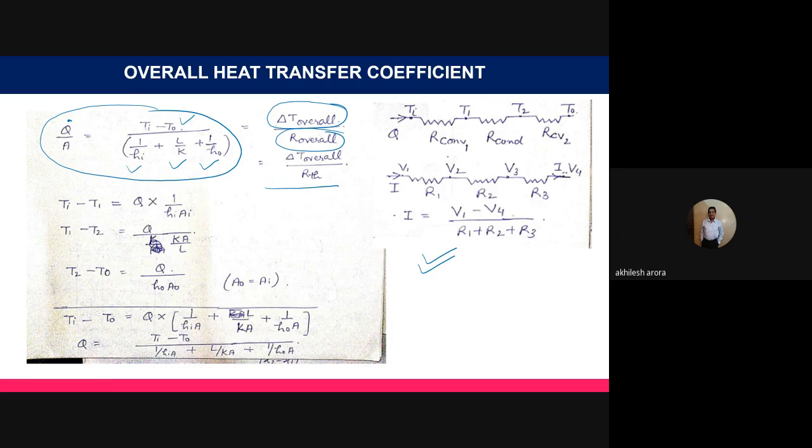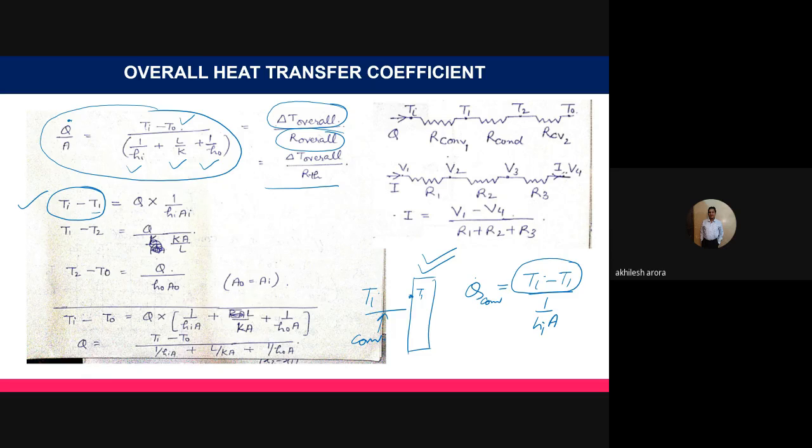So first of all, we are writing the value of Ti minus T1. So this is the first resistance. This is the wall here. Just try to understand here. The temperature here is T1 and here the temperature is Ti. And here we have the convection part. So Q convection will be given by Ti minus T1 divided by 1 over Hi into A. Now you just try to see what is the value of Ti minus T1. So this is the value: Ti minus T1 is equal to Q into 1 over Hi A.